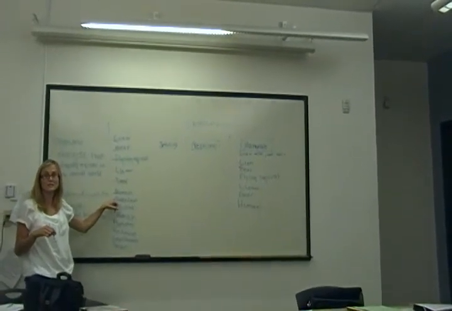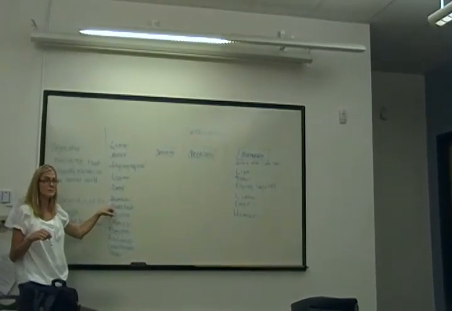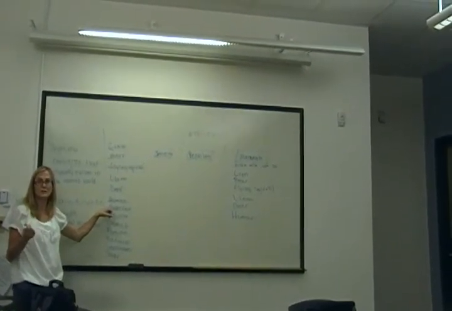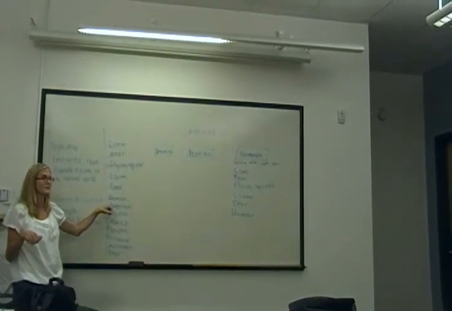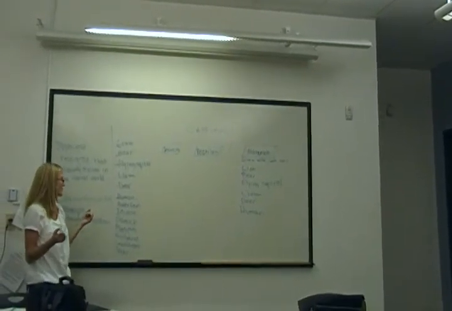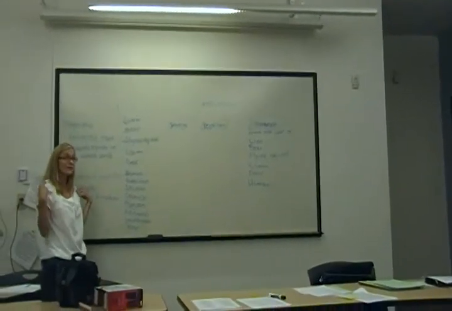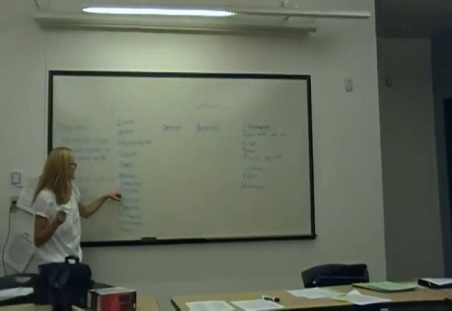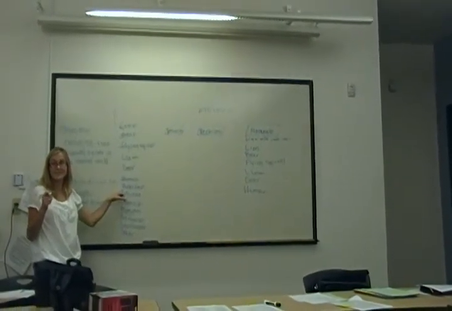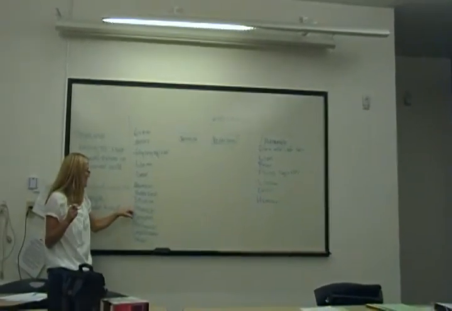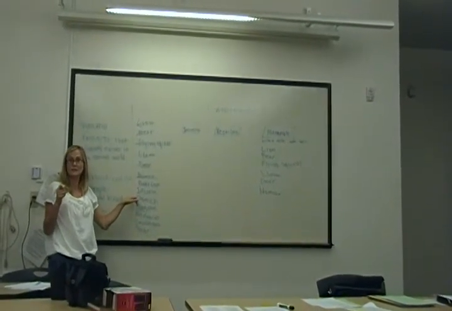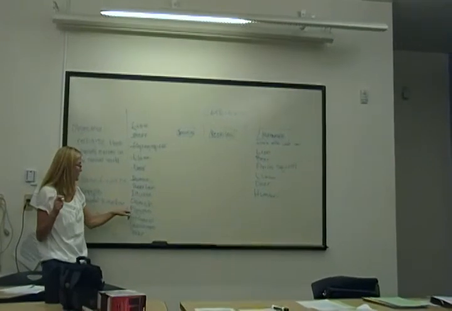Puffer fish. Is this a mammal? Why is this not a mammal? Anybody give me a good reason? They lay eggs, they don't give birth to live young, and they don't make milk, and they don't have hair. Iguana. Hair? No. Ostrich. Hair? No. Live young? No.